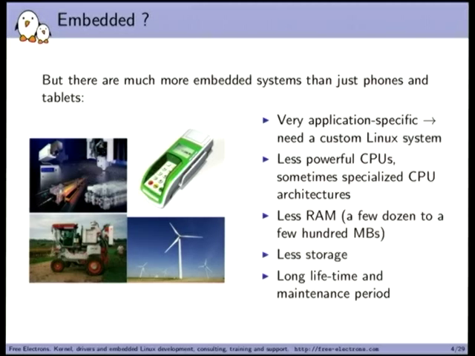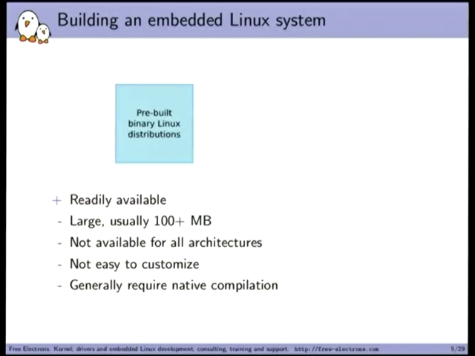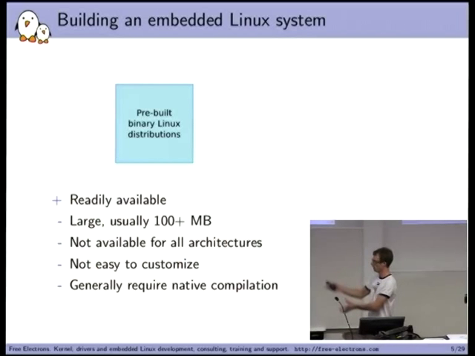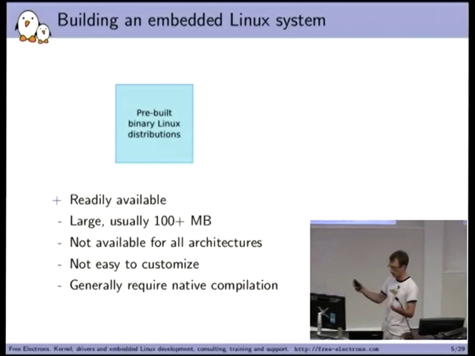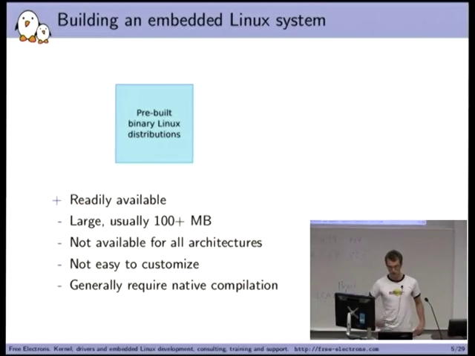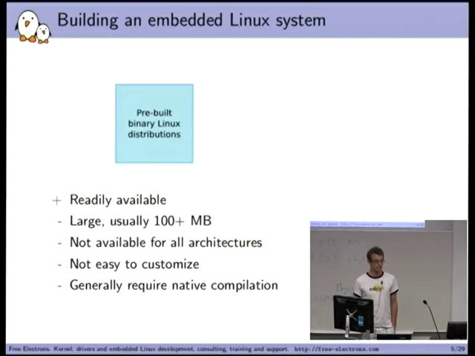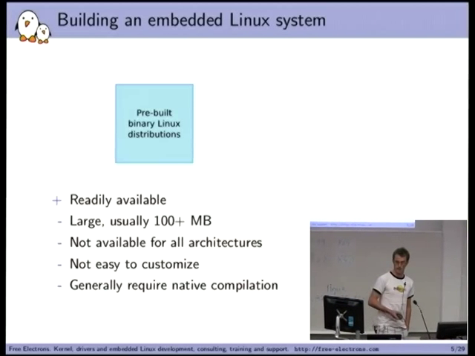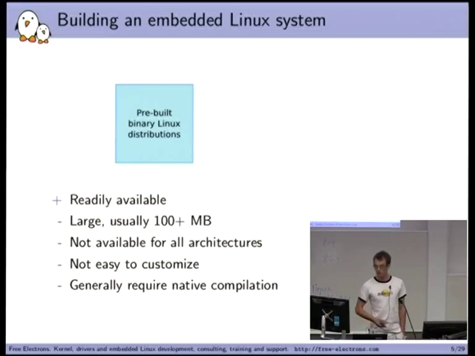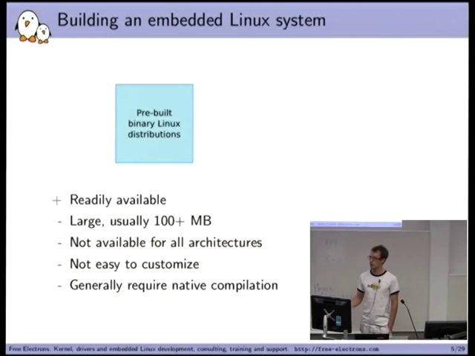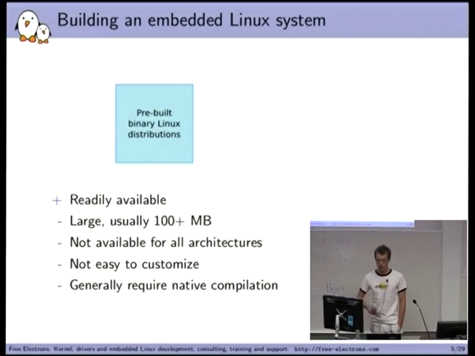And so the way we create Linux systems for those two types of embedded systems might be a little bit different, as we're going to see. To build an embedded Linux system, to integrate all the different components that make a Linux system, the init system, the graphical stack, the network processes, and so on, there are different solutions available. The first thing that every one of us does is use binary Linux distributions, Debian, Ubuntu, or more specialized ones like Raspbian for Raspberry Pi or other distributions.